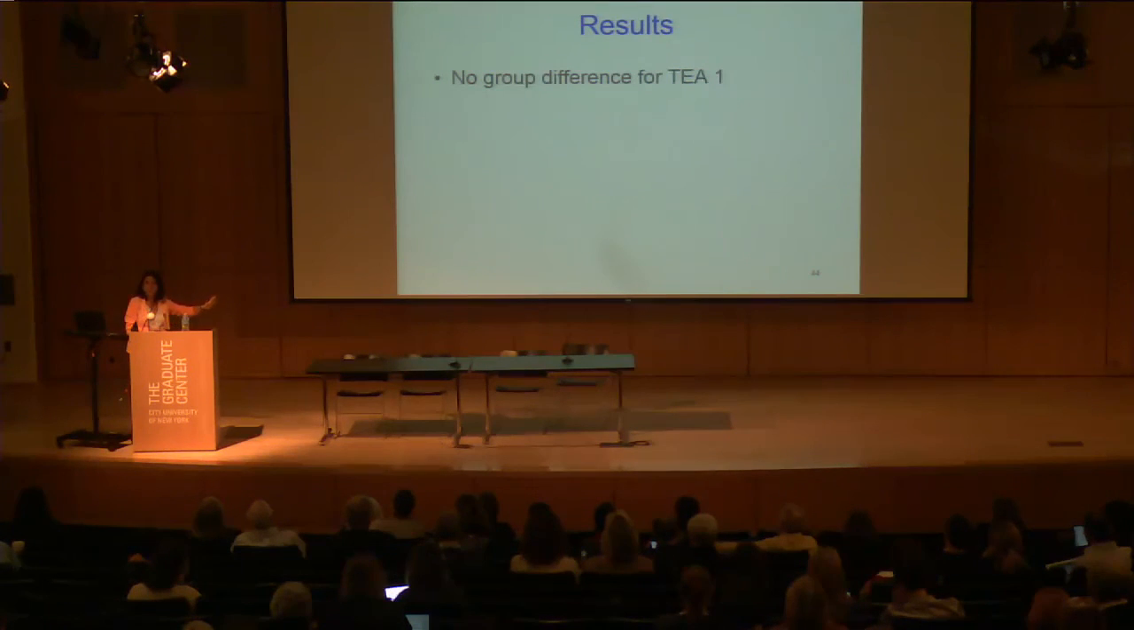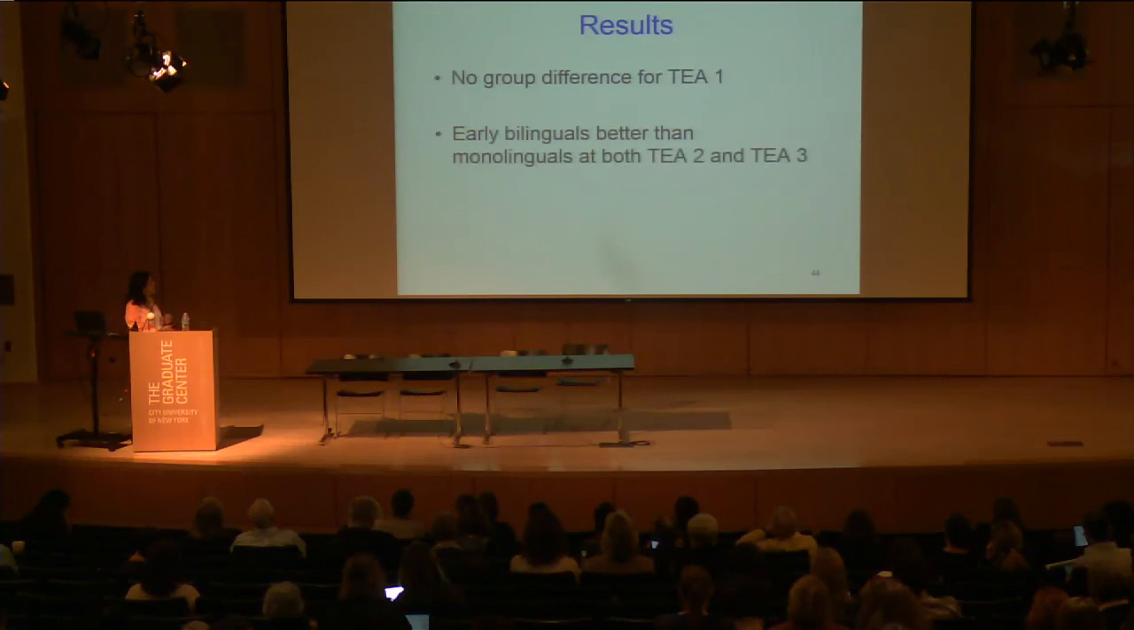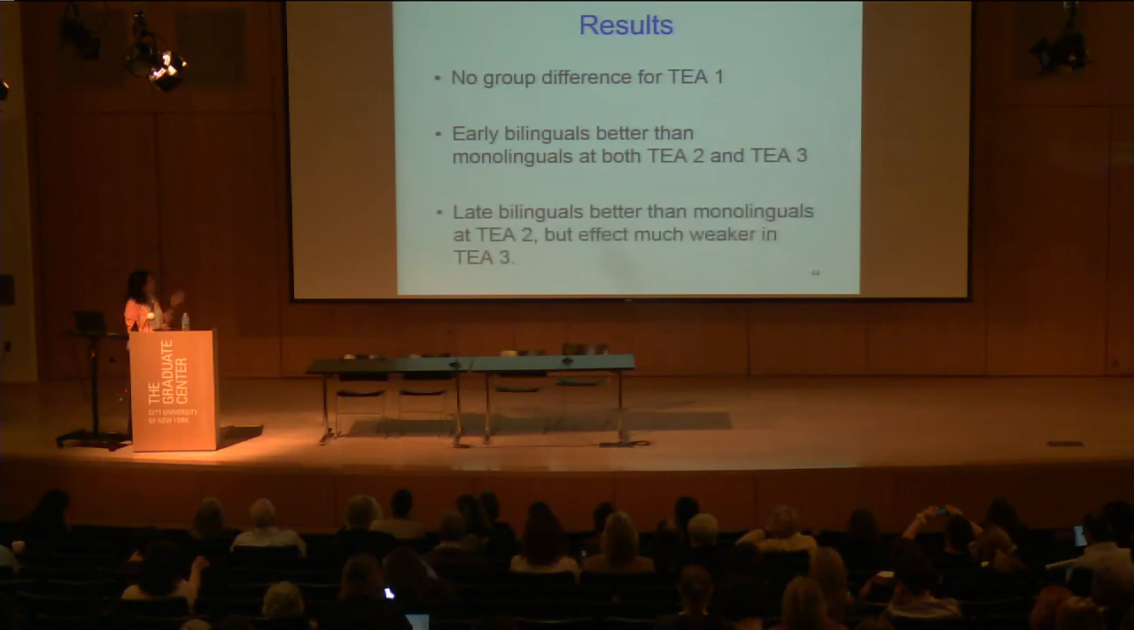The results are that there are no group differences for the baseline, as you might expect, between the monolingual controls and the bilinguals. Early bilinguals are better than monolinguals, both for the second part and the third part. For the late bilinguals, we find that the advantage over monolinguals is much more prominent in the second, so selective attention, than in the third. The effect is much weaker in the third part.